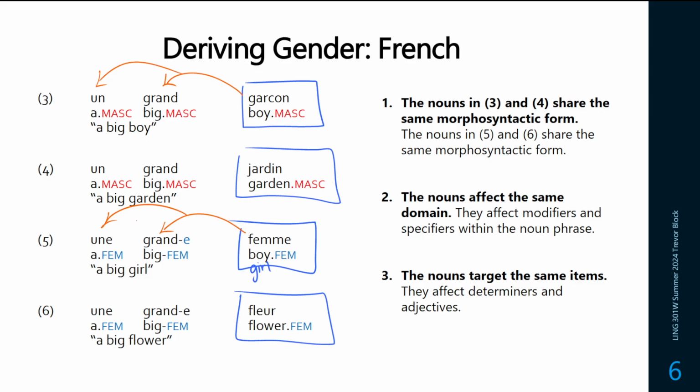So these nouns, we have 2 essentially agreement classes here. So we have one agreement class that is masculine and one agreement class that is feminine. And those appear in the same position, as we can see in every single sentence, and they target the same words. So this is an agreement class based on the definition.